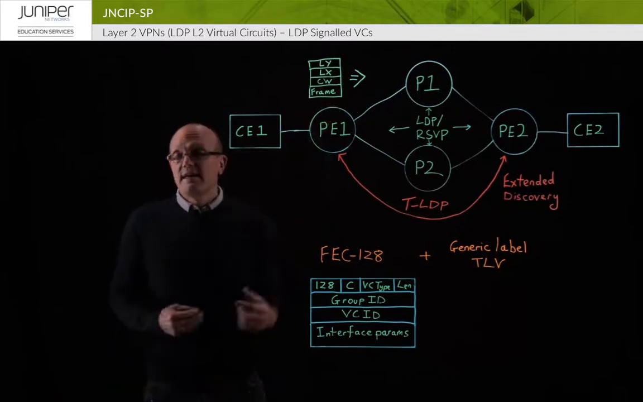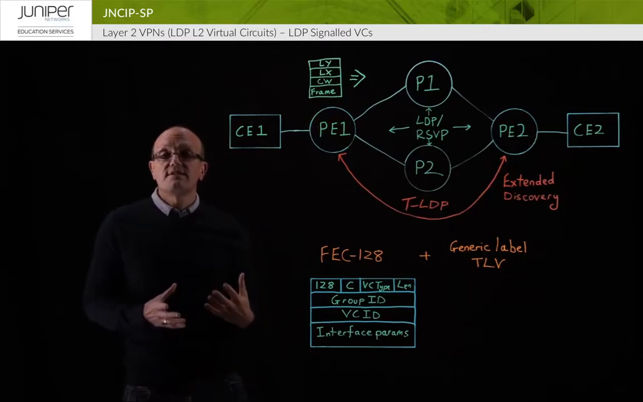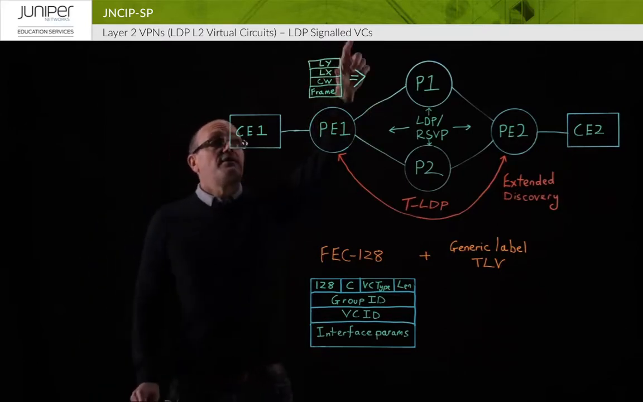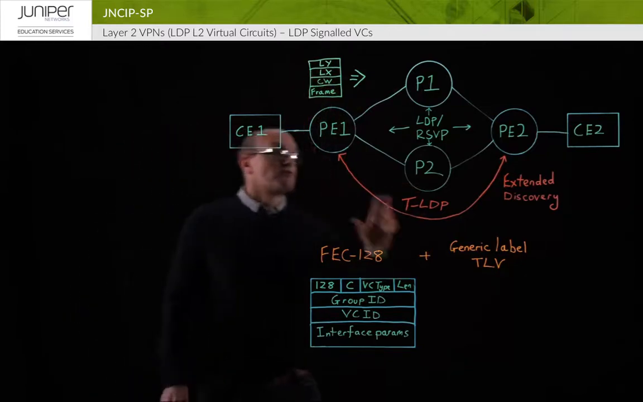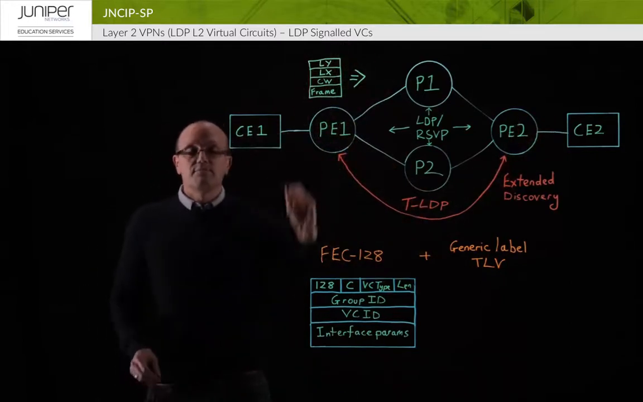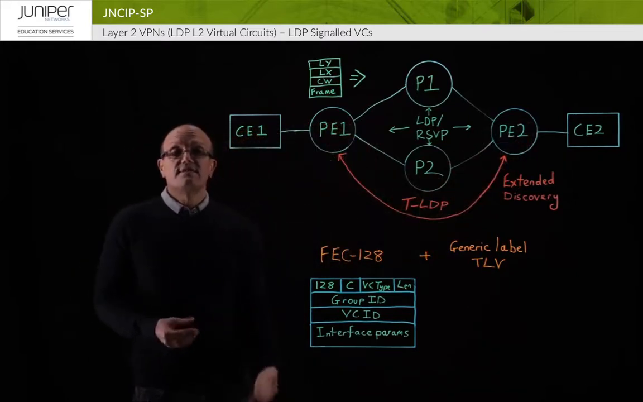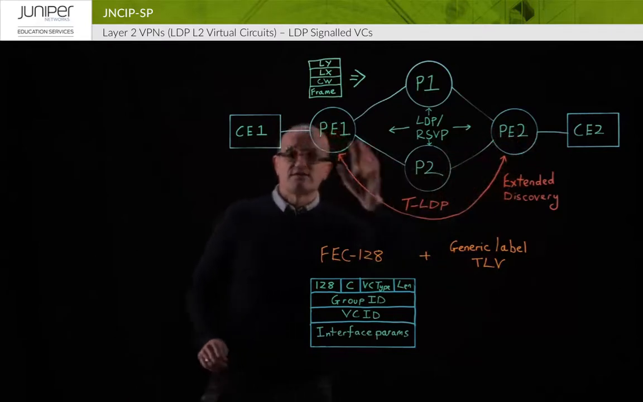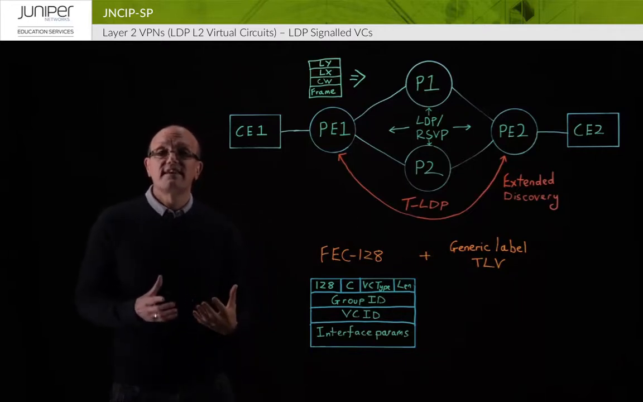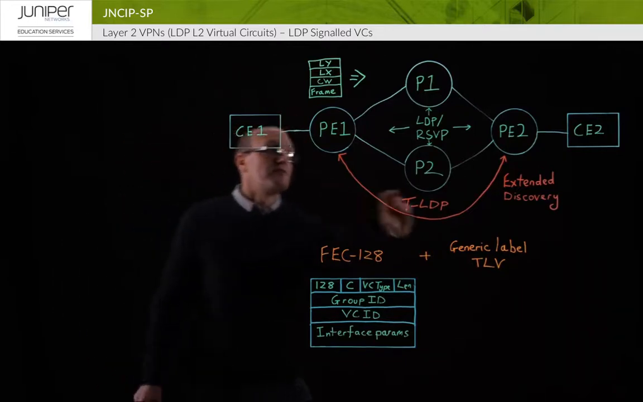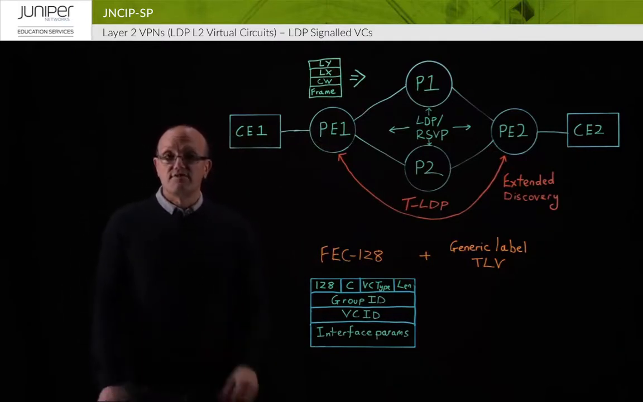We have our encapsulated frame, we have our control word. If this was Ethernet, that would be optional. And then we have our label stack, the innermost label indicating the virtual circuit endpoints, and the outer label indicating the LSP that's going to be getting us to the PEs that are terminating these virtual circuits. So obviously the big difference here is how we are signaling the information that refers to these endpoints. We're carrying that information in LDP rather than BGP.